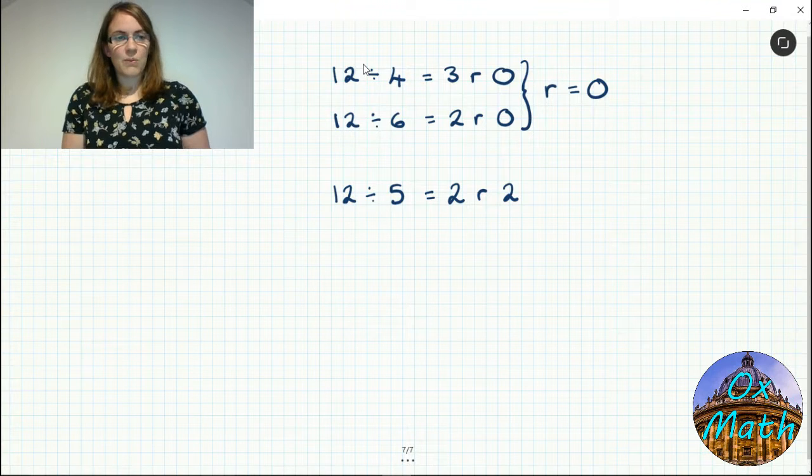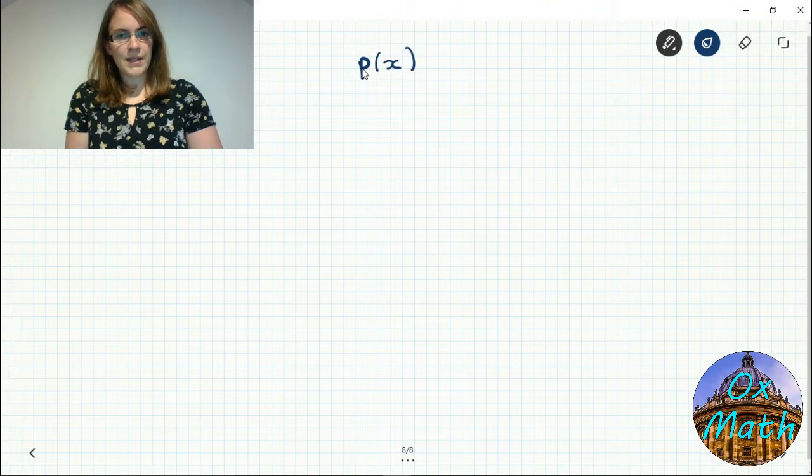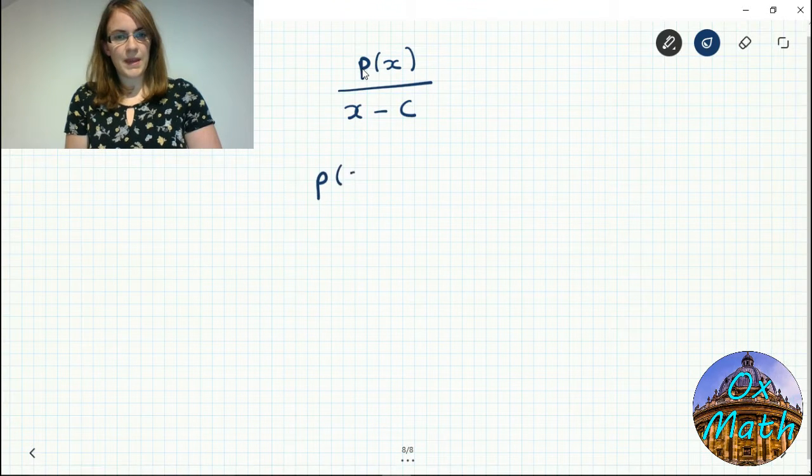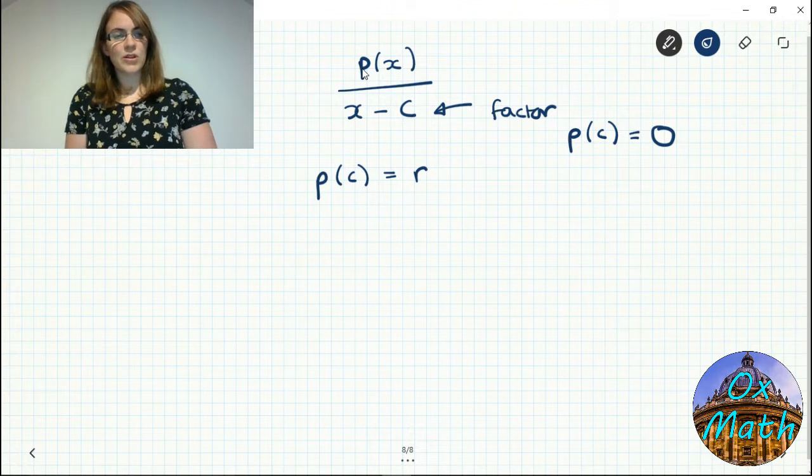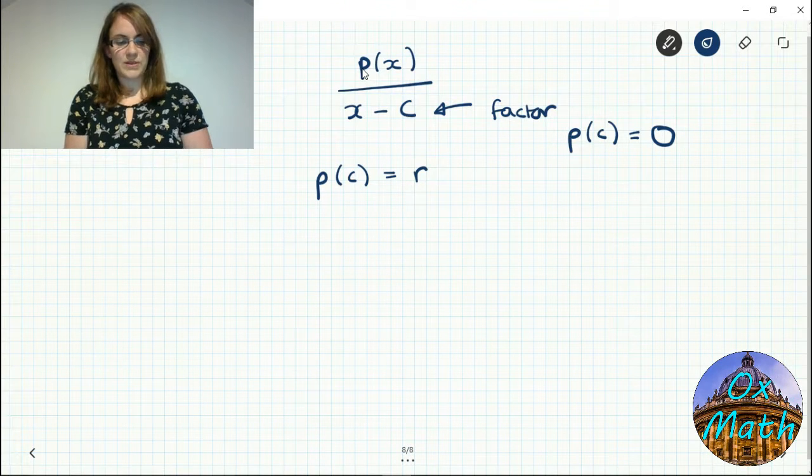So we can use that with the remainder theorem to find factors of polynomial expressions. So remember, our remainder theorem tells us that if we are dividing by x minus c, then p of c will equal our remainder. When x minus c is a factor, that means that there is no remainder, or the remainder is 0. So if it is a factor, then p of c will equal 0. So we can use this to find factors of polynomial expressions.